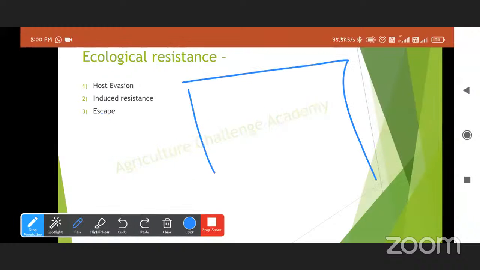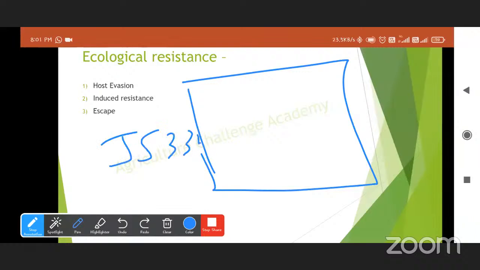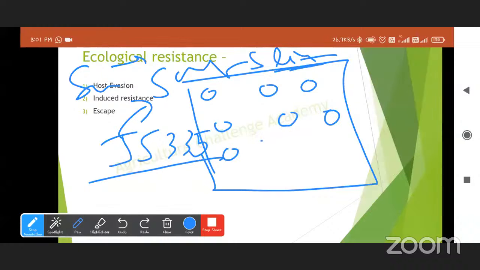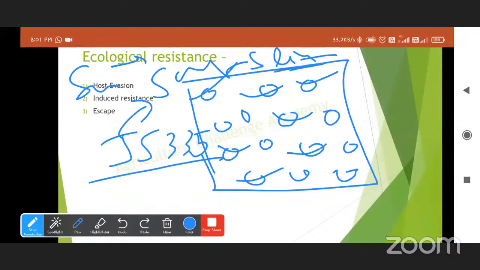Just consider this is a big field, and here the JS335 variety is being sown. It is a soybean variety, very susceptible towards Spodoptera litura. There are a lot of plants in this whole field. This plant gets infected with the litura, this plant, this plant, all these plants got infected.